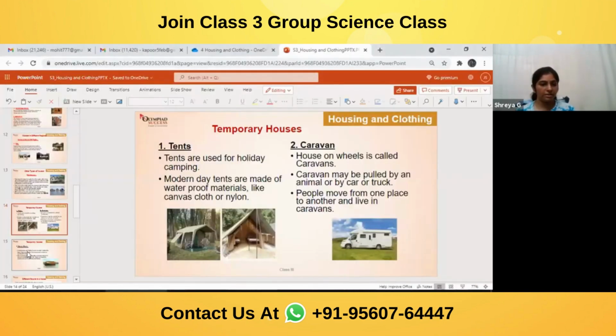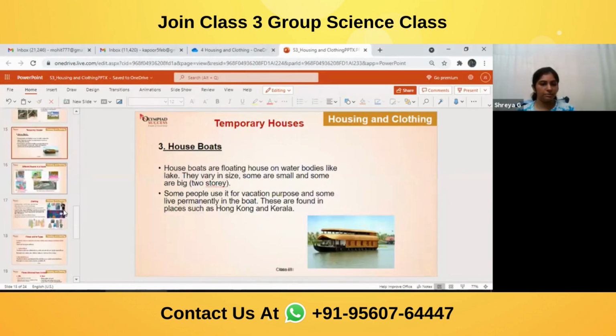Okay. After that, houseboats. A houseboat is another temporary house. You all have seen, I think, a houseboat. In Kashmir, if you go, there are houseboats. Houseboats are floating houses on water bodies like a lake. They vary in size, some small and some big, two-story, meaning two buildings. Some people use them for vacation and some live permanently in the boat. These are found in places such as Hong Kong and Kerala, but in Kashmir also we find them.